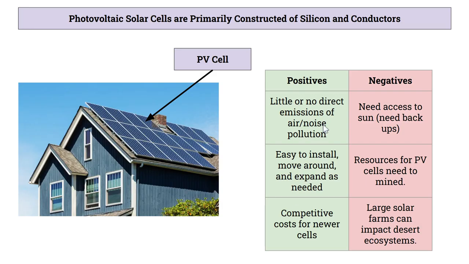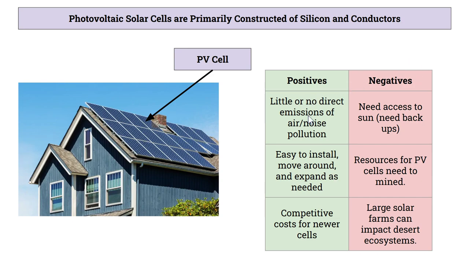So when it comes to electricity generation, the one that we typically see for private residential areas or small businesses, things like that, are going to be PV cell systems. These are photovoltaic solar cells, and they're mostly constructed of silicon and other conductors. These are high tech machines, but essentially all they do is absorb solar radiation and then use the flow of electrons in order to generate electricity. Now, there are some positives and negatives that go with this.